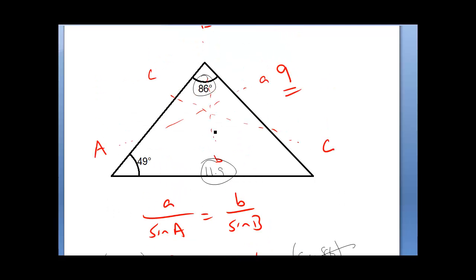We decide which ones we have, but the labeling of the triangle is the most important. It has to happen first. You must draw the triangle and you must label it, otherwise you can't do these problems.